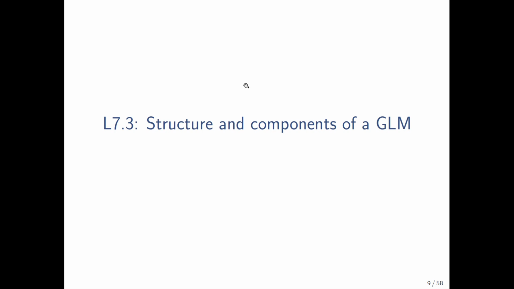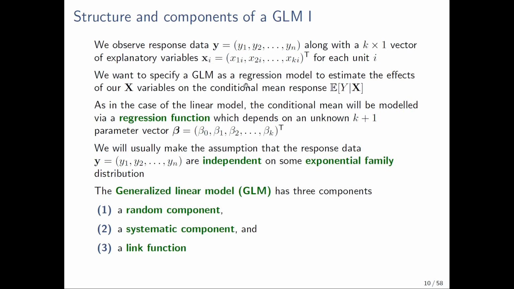Okay, so we'll now look at the actual structure and components of a GLM. And the setup we're looking at is the one we've looked at so far. So we observe a response data y1 through to yn, along with a k by 1 vector of explanatory variables for each unit i. Now we want to specify the GLM as a regression model, and our objective is to estimate the effects of the x variables on the conditional mean response, just as we have done in lectures 4, 5 and 6.